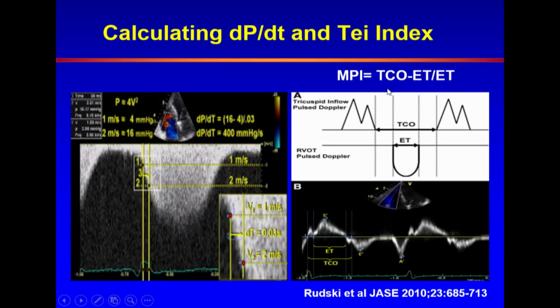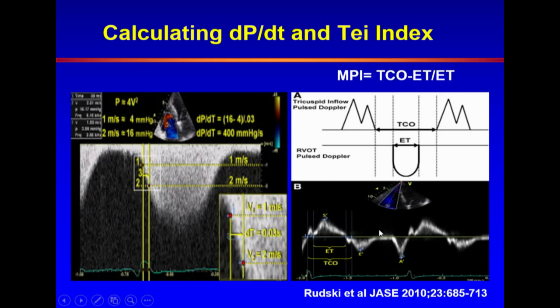And so if we start by the easier one, the way it is calculated is the sum of isovolumic contraction and isovolumic relaxation time divided by ejection time. So here they say the ejection time is the duration of that systolic ejection velocity, and you have the isovolumic contraction time before it and the isovolumic relaxation time after it. You measure these time intervals directly and you are done.